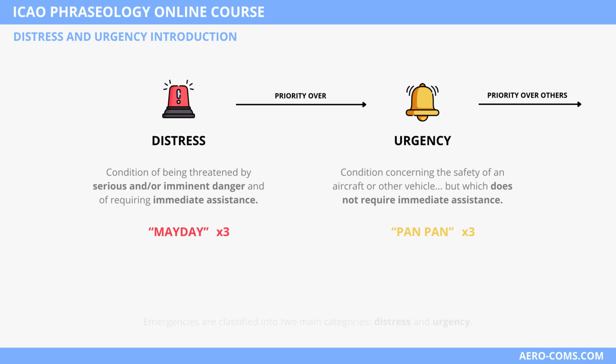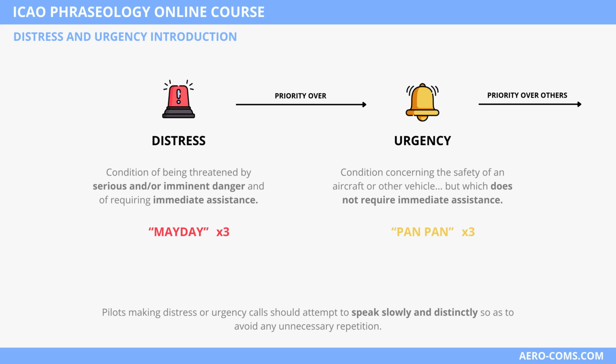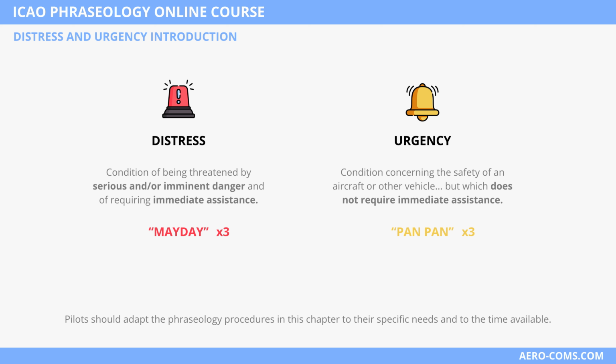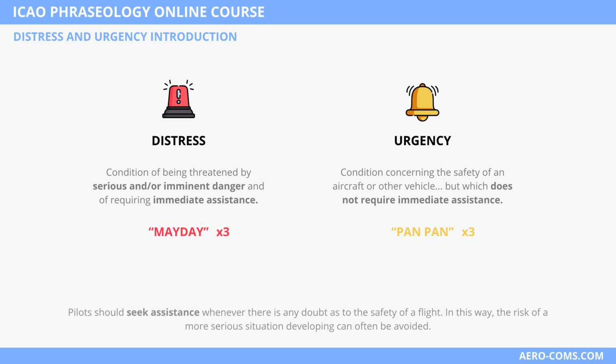Pilots making distress or urgency calls should attempt to speak slowly and distinctly so as to avoid any unnecessary repetition. Pilots should adapt the phraseology procedures in this chapter to their specific needs and to the time available. Pilots should seek assistance whenever there is any doubt as to the safety of a flight. In this way, the risk of a more serious situation developing can often be avoided.